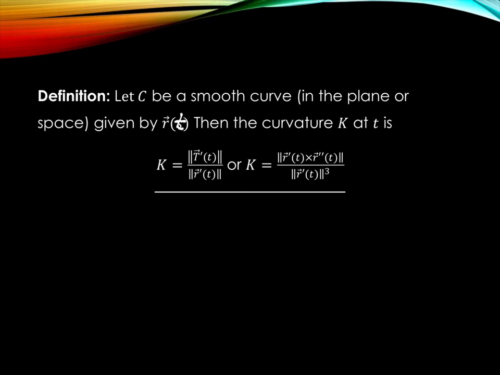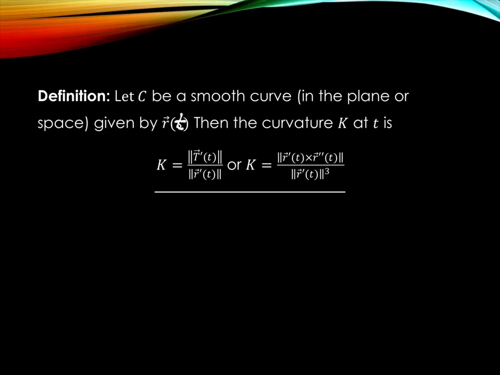Or another version of that is that we actually have the magnitude of the cross product of the derivative and second derivative of the position vector, divided by the magnitude of the position vector's derivative cubed.